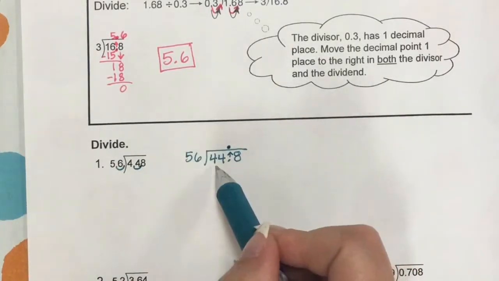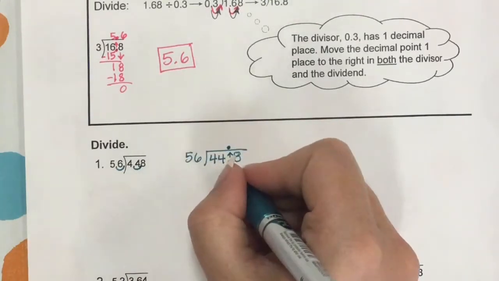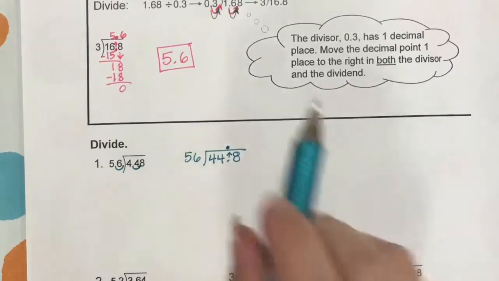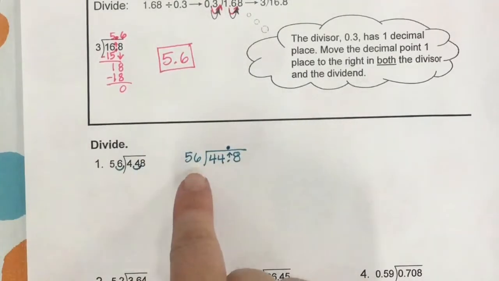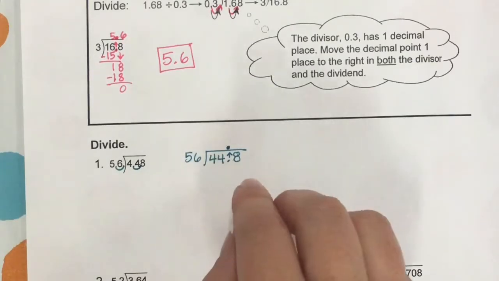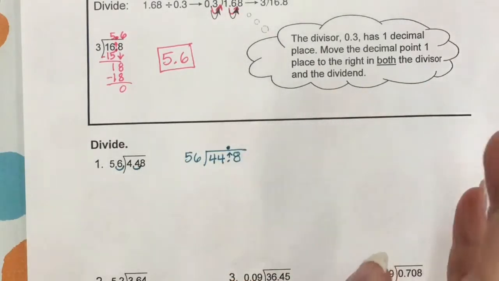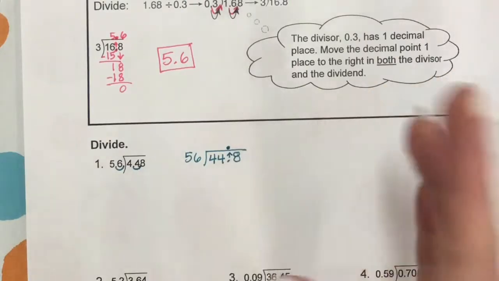Does 56 go into 4? No, it does not. Does 56 go into 44? No, it does not. Does 56 go into 448? Oh yeah, I'm sure it does. We have to figure out how many times. So I would say that 50 goes into 100 about 2 times, and 200, it would go in about 4 times. 300 would be 6. 400, it would be 8.